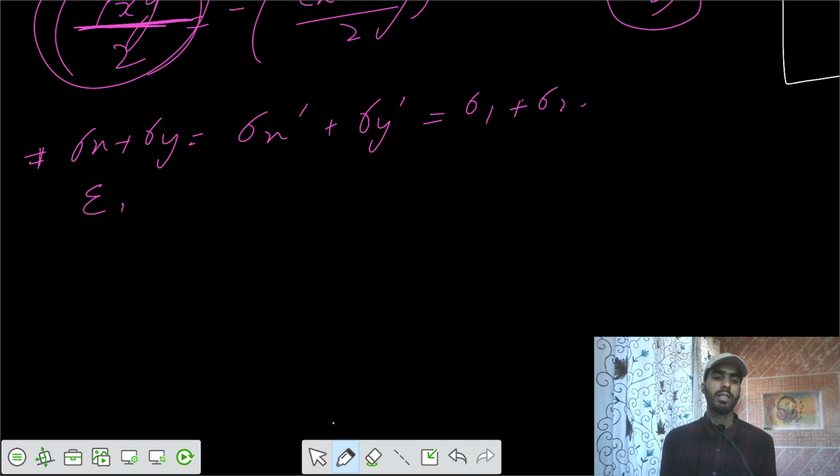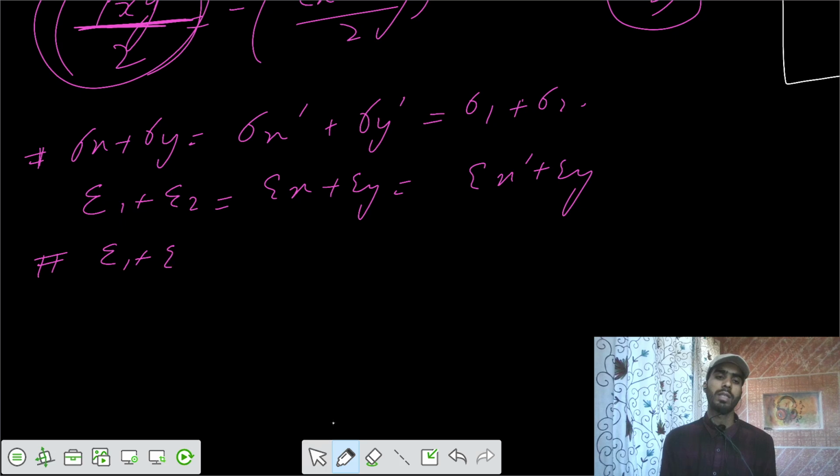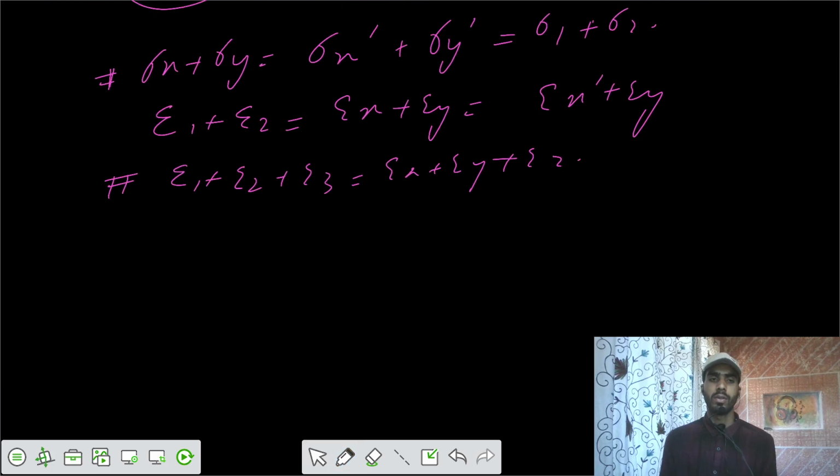Similarly, we can write strain in 1 plus strain in 2 equals ex plus ey equals ex dash plus ey dash. If you want to go for the 3D case, you can say e1 plus e2 plus e3 equals ex plus ey plus ez. So you got this one also.